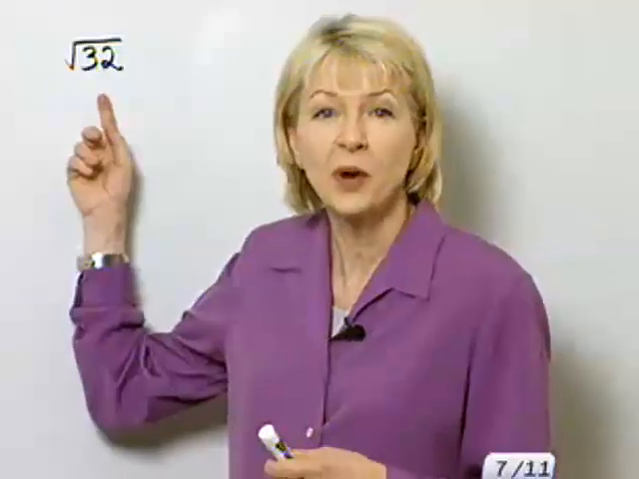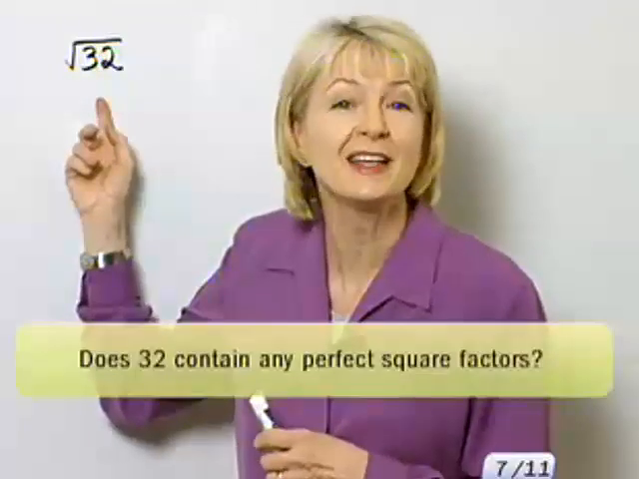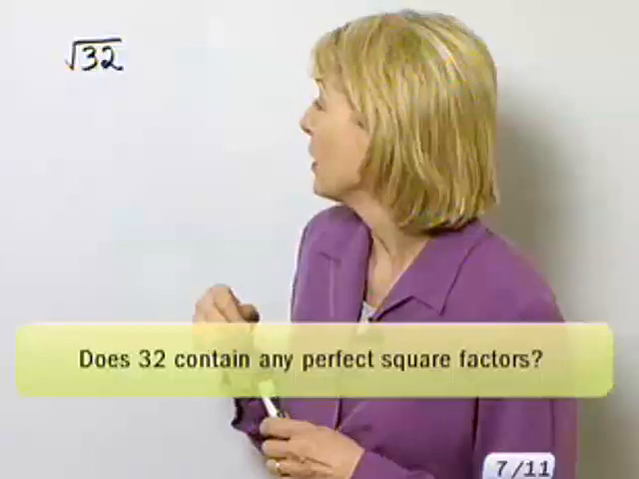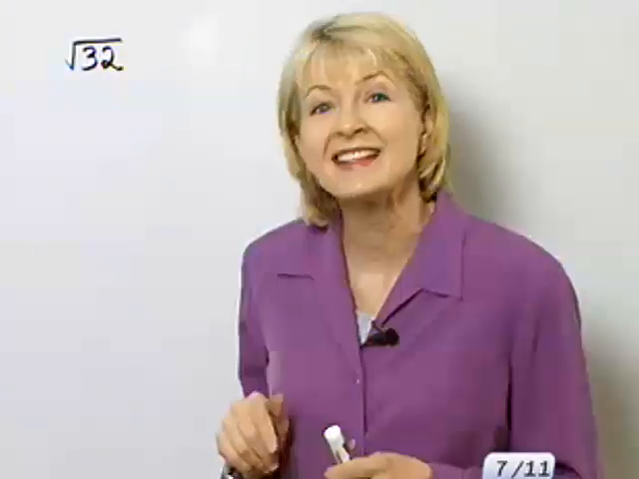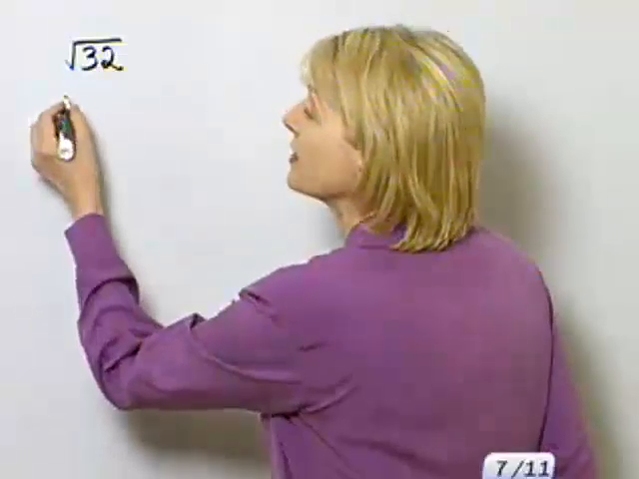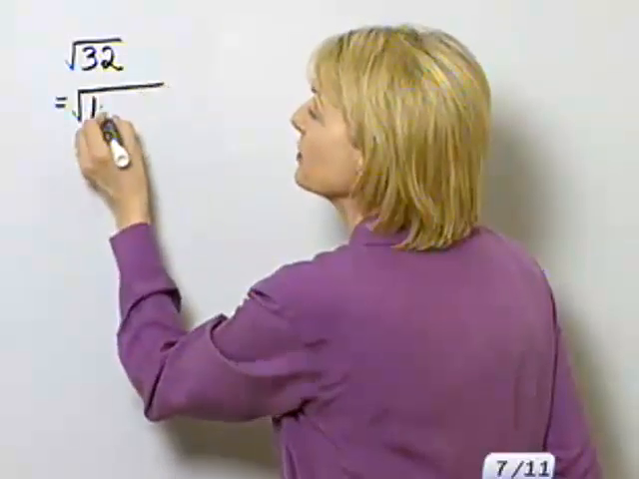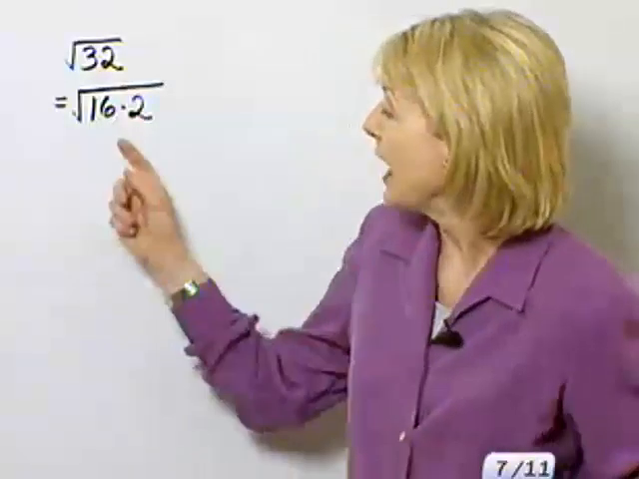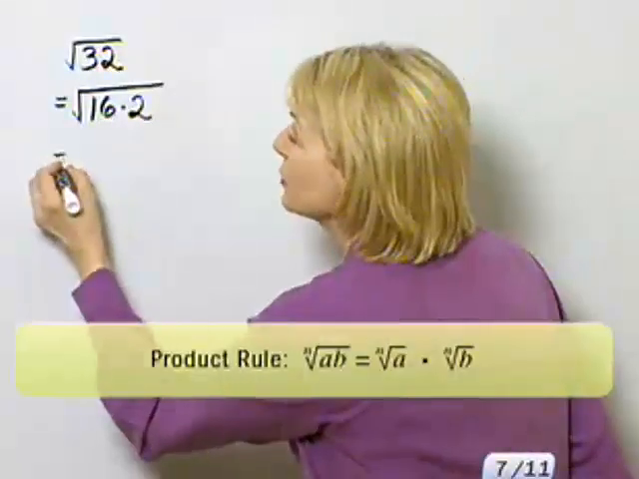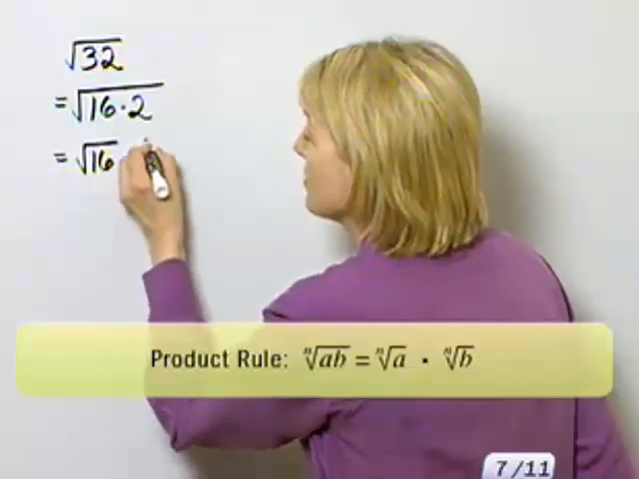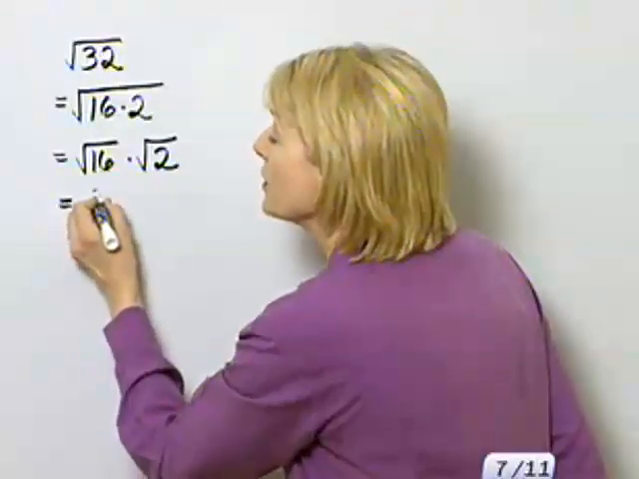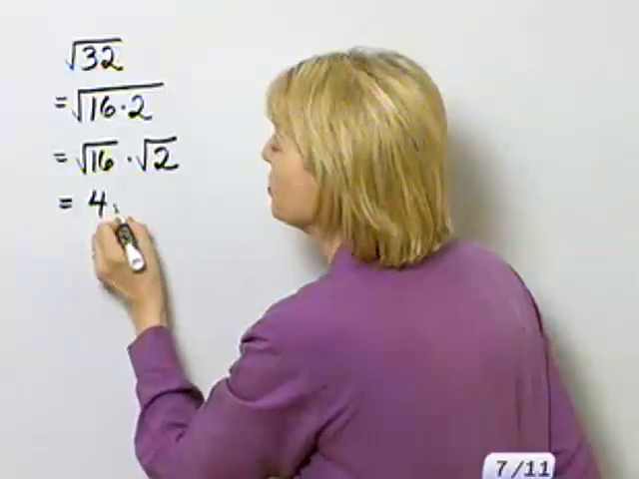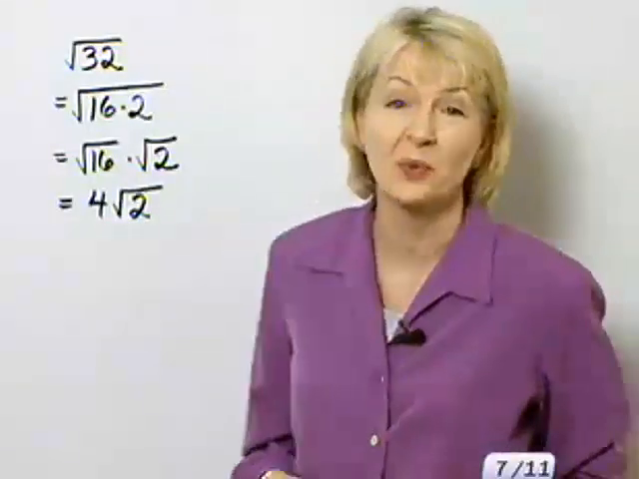So let's ask ourselves the question, does 32 contain any perfect square factors? Well, 32 has a factor 4, and 4 is a perfect square, but 32 contains an even larger perfect square of 16. So we can write the square root of 32 as the square root of 16 times 2, and then by the product rule, this is equal to the square root of 16 times the square root of 2. Then we can evaluate the square root of 16 as 4. So I have 4 times the square root of 2, or we write simply 4 square root of 2.